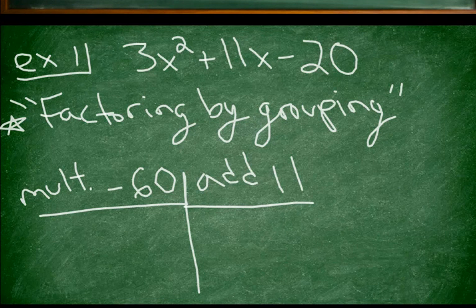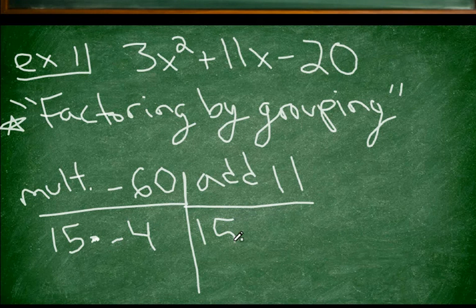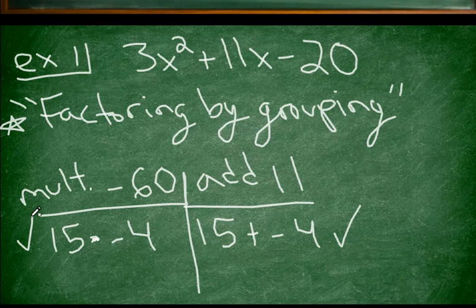So if you have a leading coefficient that's not 1, the first step is to multiply the first and the last number, and then you're going to do your table here, and you're going to find numbers that in this case multiply to negative 60 and add to 11. You can think through those, trial and error, find out what they are, and eventually, hopefully you'd see that it is 15 and negative 4, right? 15 times negative 4 is negative 60. 15 plus negative 4, in other words, 15 minus 4 is 11.